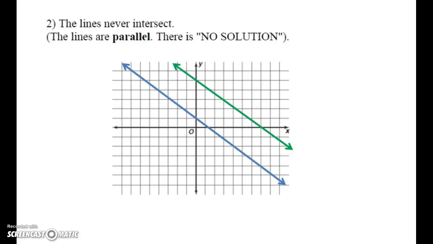The next type you could have would be if lines are parallel to each other. When lines run parallel to each other, they have the same slope. We've talked about that in previous lessons. But we say that there is no solution possible for those types of lines. They never can cross. They're going to continue to run parallel, not ever being able to cross each other's path.